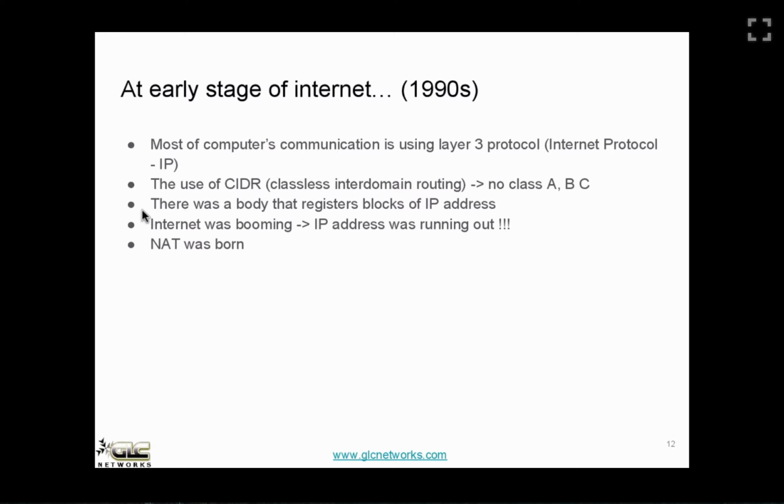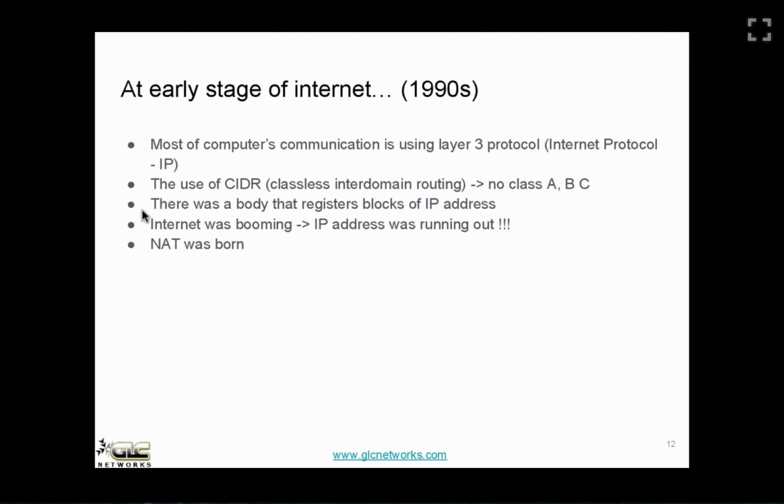Once you get a block of IP addresses, you can do peering. We talk about peering in BGP, Border Gateway Protocol, but it's another story. The thing is, you apply for a block of IP addresses, you use those addresses, and then you connect to another ISP. It's as simple as that. And then the internet was booming, so IP addresses were running out.